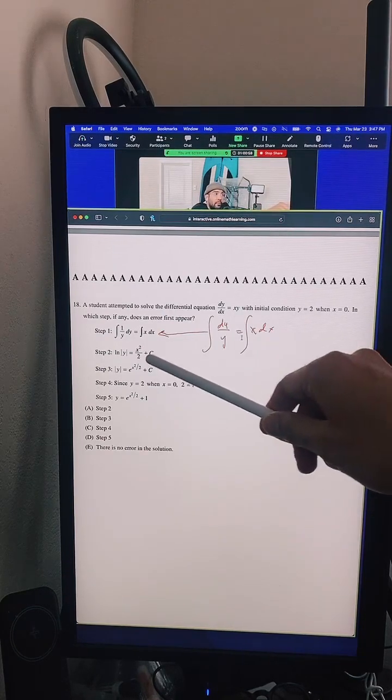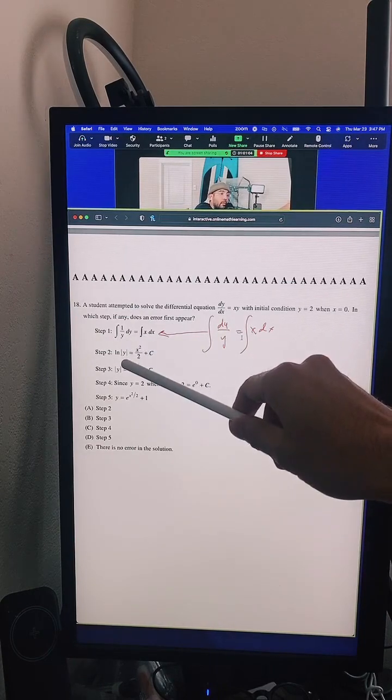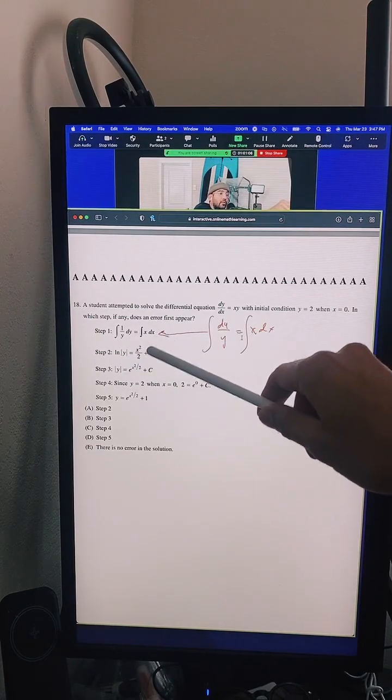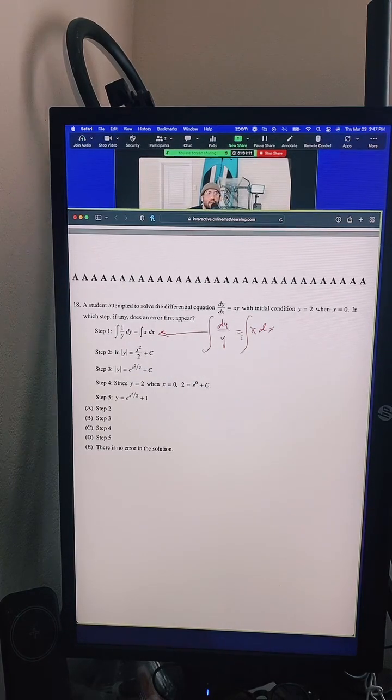So now we go to step 2, where we have to integrate both sides. The integral of 1 over y is natural log of y. And the integral of x is x squared over 2 plus c. Looks like that's still correct.